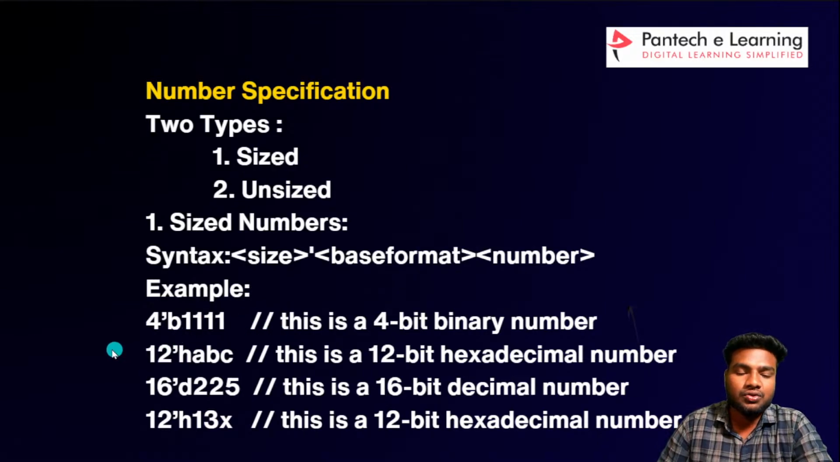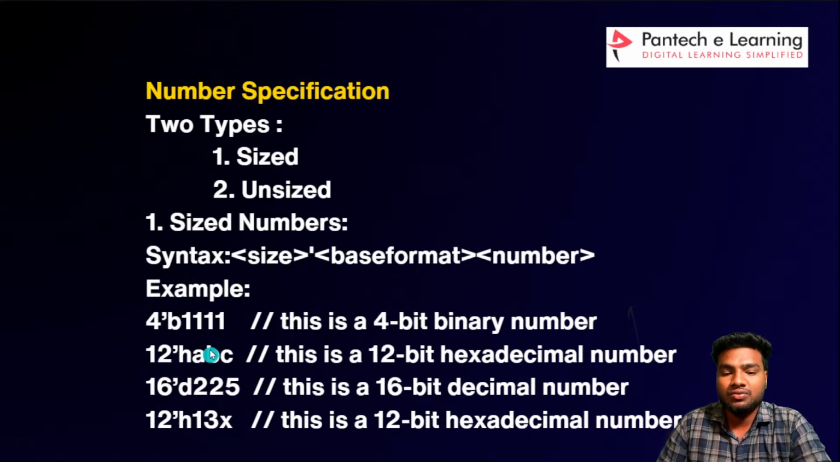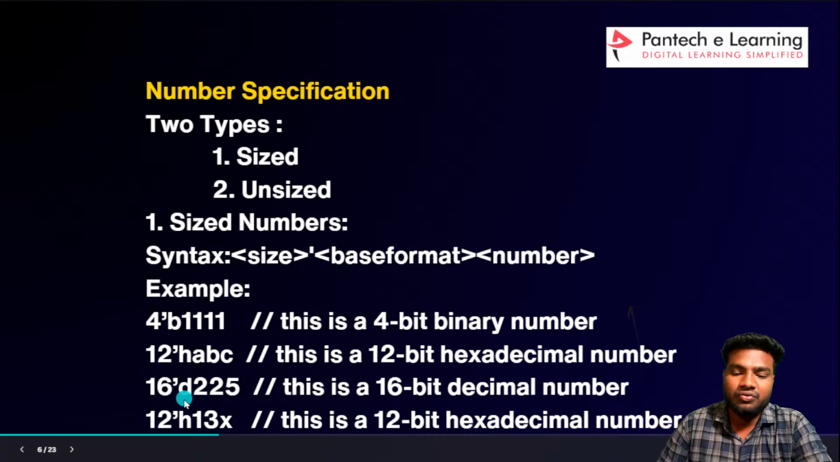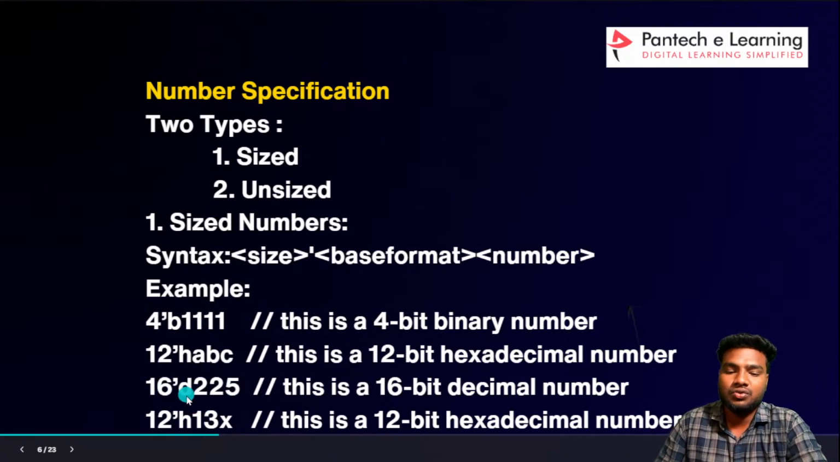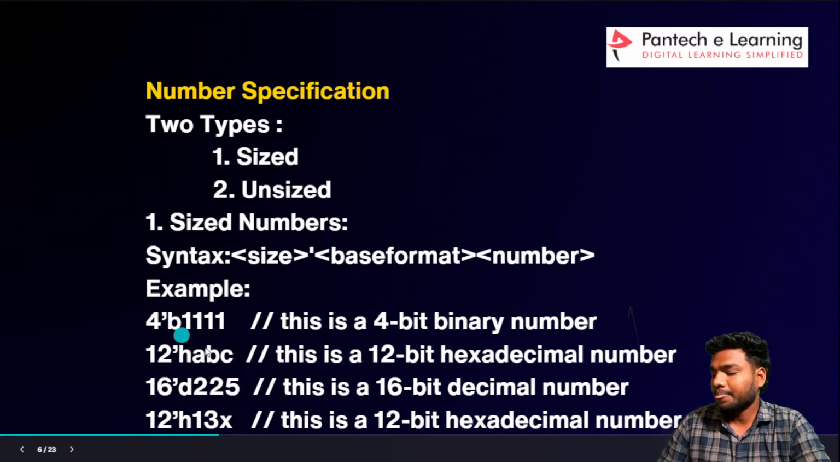You can also write A equal to 12 tick h ABC. If you use the hexadecimal base format, you can use 0 to F. If you use decimal, you can write 0 to 9, whatever you want. Here it is a 16-bit decimal format of 25.